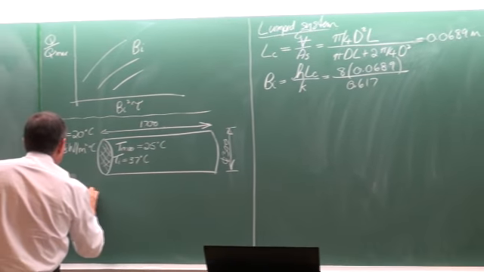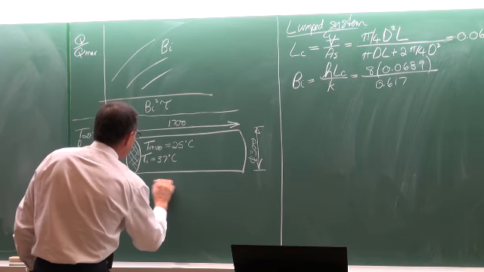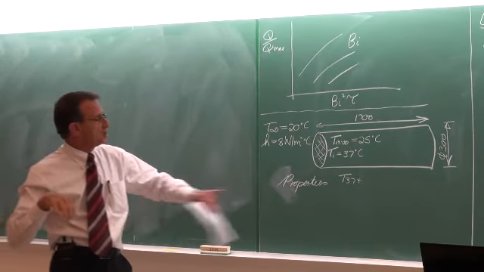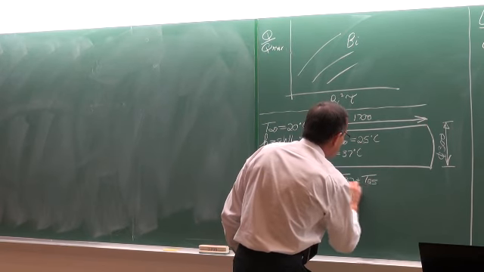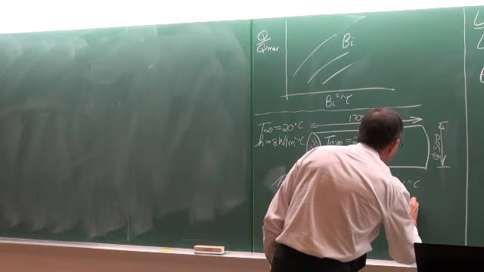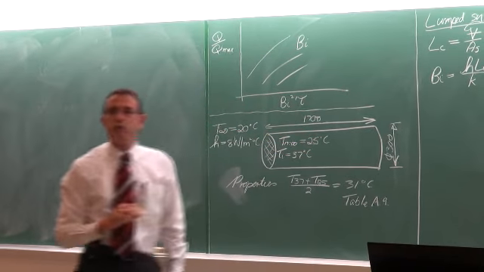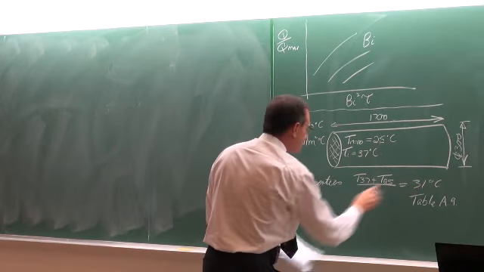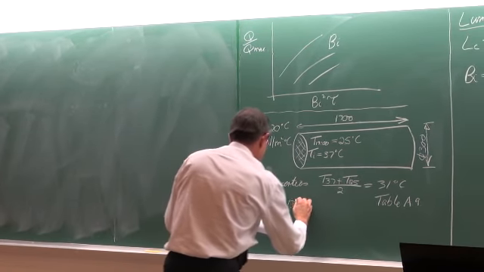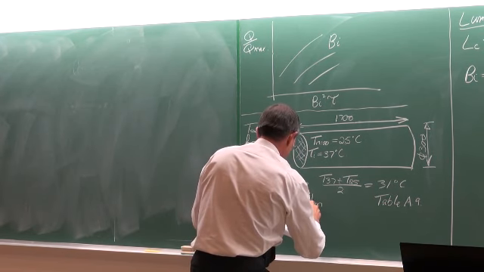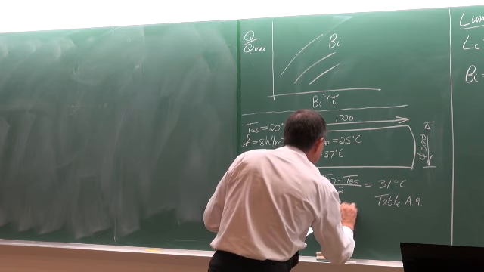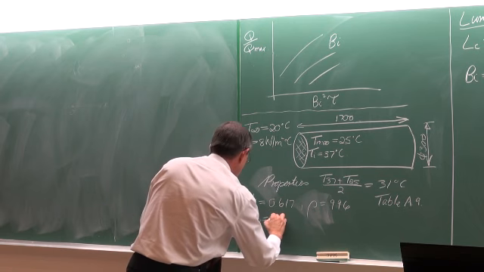In terms of the properties, we've said that we would consider the properties at the average between the initial temperature and the temperature at which the body was discovered. So that is at 31 degrees Celsius. At 31 degrees Celsius in table A9, the properties of water are given. The properties for water at 31 degrees Celsius are k, which is equal to 0.617, the density, which is equal to 996. I'm not going to write down the units now. Cp is equal to 4178.